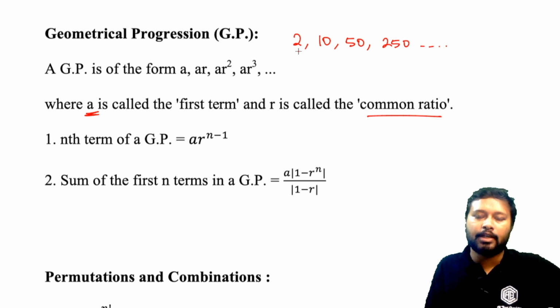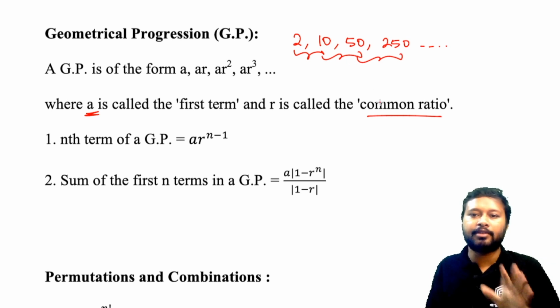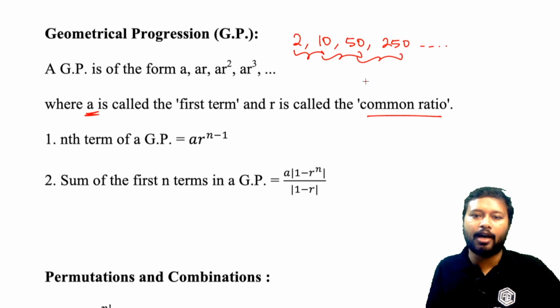If you see, to find the common ratio, you just have to divide two consecutive terms. So 10 divided by 2 will give you 5, 50 divided by 10 will give you 5, then 250 divided by 50 will give you 5. So that means the common ratio in this case is 5. So R will be 5 in this case, and A will be 2.